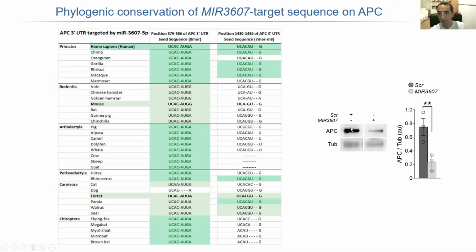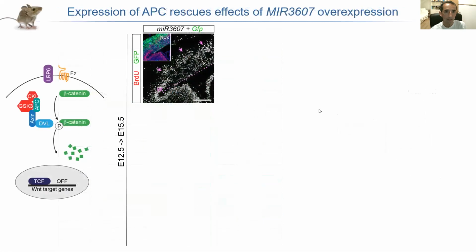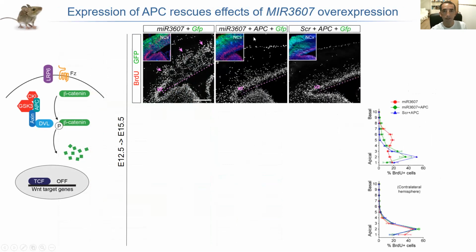And in fact, when we express this microRNA in cell culture, we could see that this was sufficient to downregulate, to reduce the levels of APC protein in culture, meaning that indeed this microRNA is not only predicted to target, but it targets APC, and it prevents or limits the expression levels of APC protein. So what we did was to go back to our experiments where expression of microRNA drives this massive disorganization and amplification of apical radial glia in ectopic positions, and now we co-expressed APC to see if that would maybe rescue the effects of the microRNA.